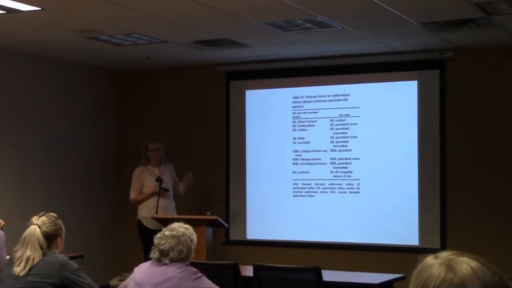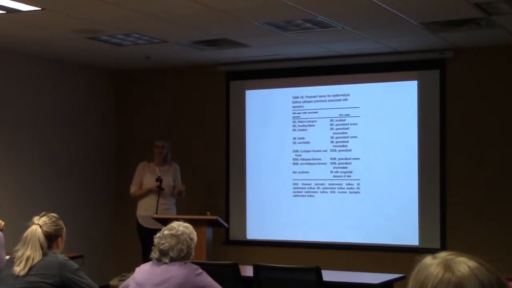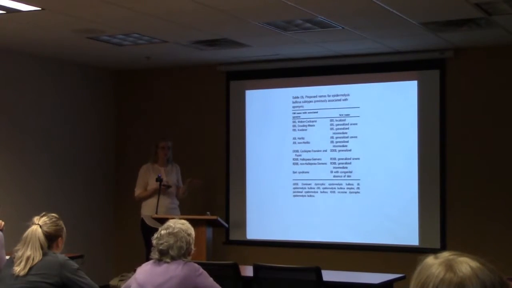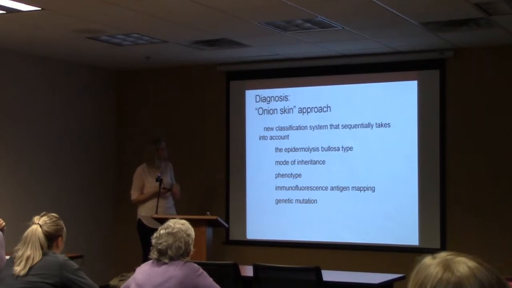EB historically was classified by names, like Bart's syndrome. There was a number of other eponyms that were given, Weber-Cockayne and Dowling-Meara and Koebner and Hurlitz, and maybe some of you have heard these names over time. These have mostly been discarded for more descriptive names that actually describe the genetic defects and the protein defects.